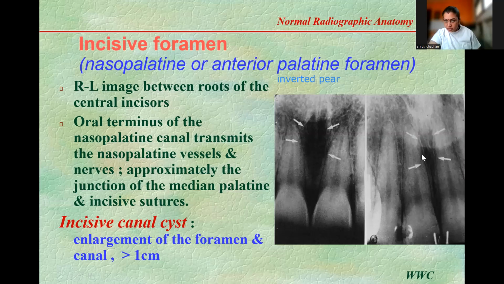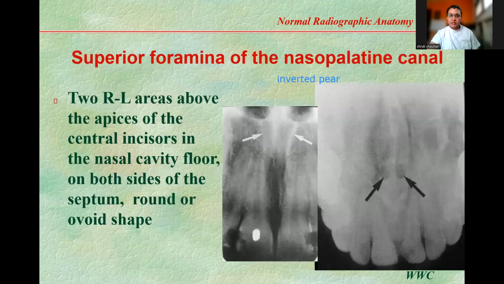Even over here you may see it is very evident, and here very slightly you can see it, in the apical region of your central incisors. Now the next foramen that we're talking about is the superior foramina of the nasopalatine canal.